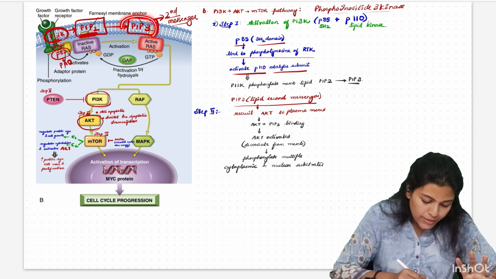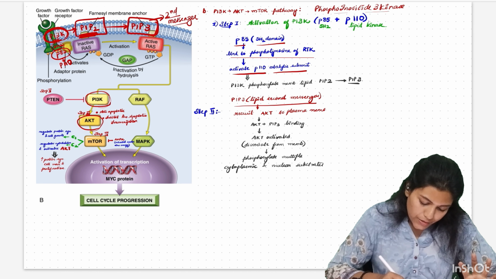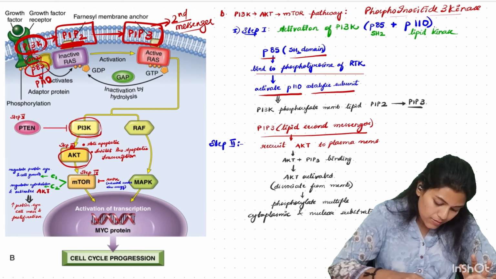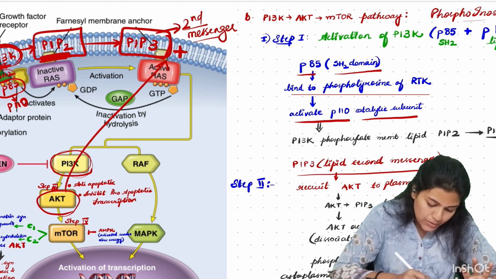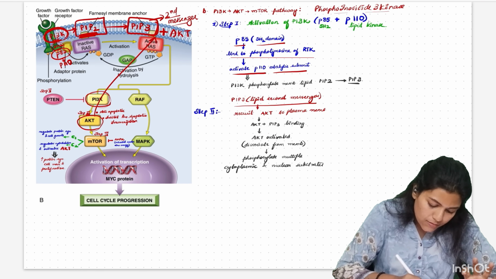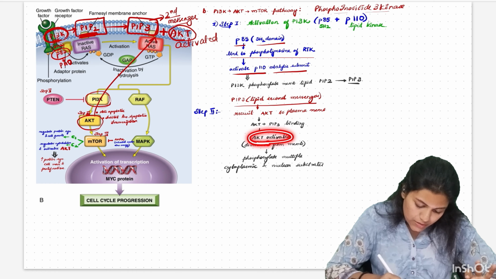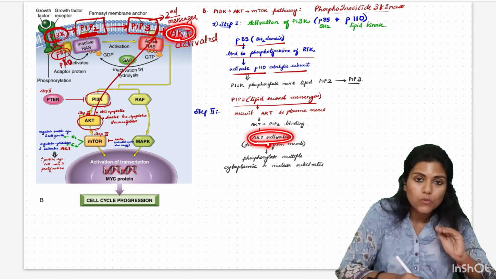This PIP3 will now recruit AKT present in the cytoplasm. This AKT will go to the membrane and bind to PIP3. So PIP3 plus AKT is in bound form. It is said to be in active form. AKT is now activated. Once it gets activated, it will dissociate from the membrane.